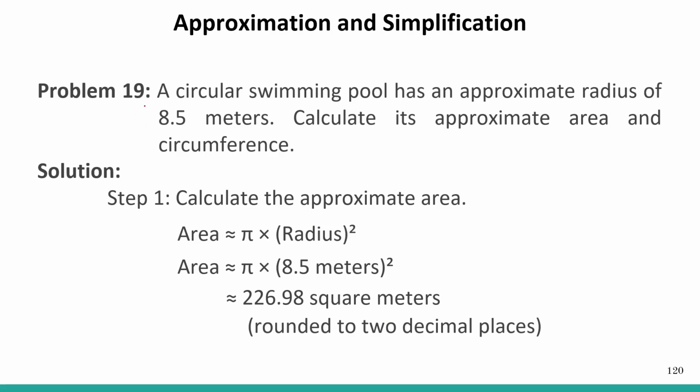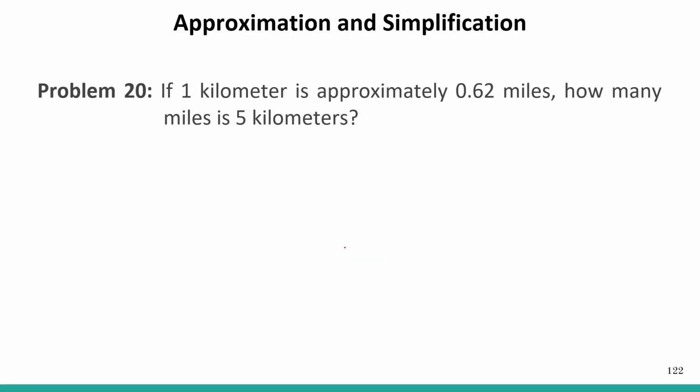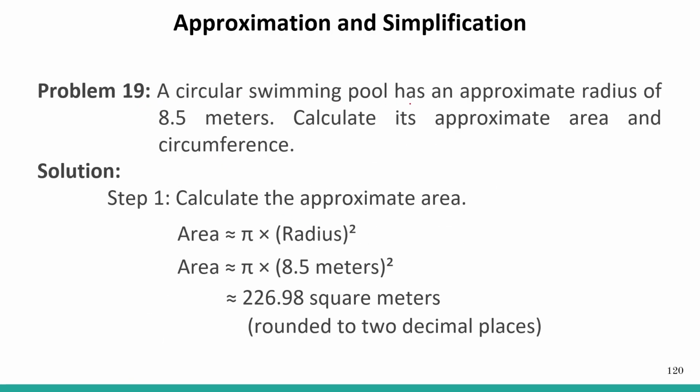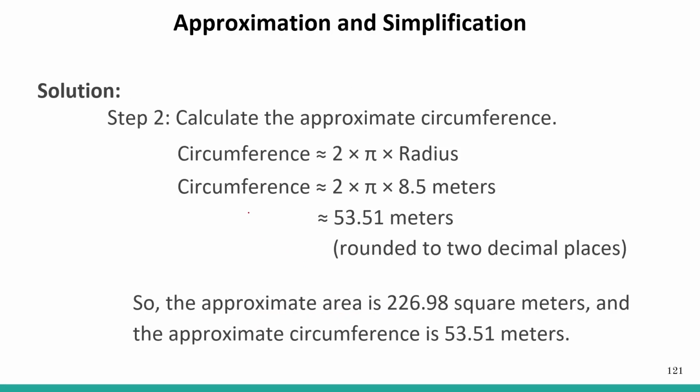Let's see problem number 19. A circular swimming pool has an approximate radius of 8.5 meters. Calculate the approximate area and circumference. So area is equal to what? Pi r square. So pi into 8.5 whole square, that is equal to 226.98 square meters. You have square meters because it is multiplied twice.